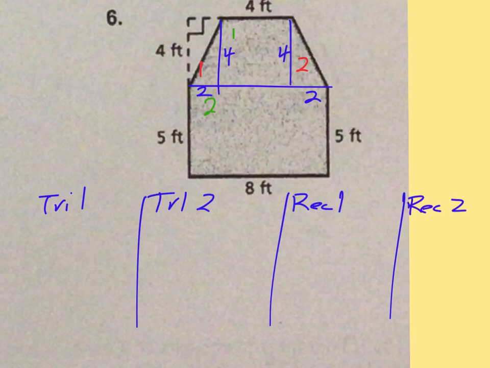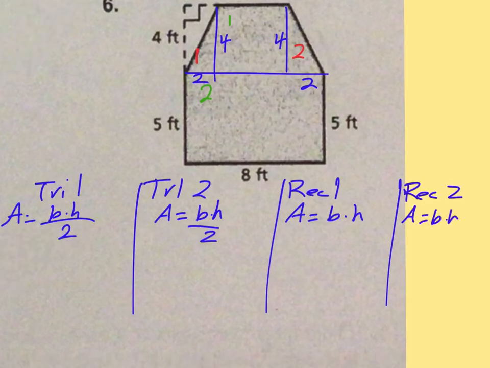Again, I'm going to pause right now and list all of the different formulas. All right, so there's all the formulas I'm going to be using. Now let's substitute what we know in. So I am going to substitute on this first triangle. I have a base of 2, a height of 4, and divided by 2. 2 times 4 is 8, divided by 2, area equals 4.